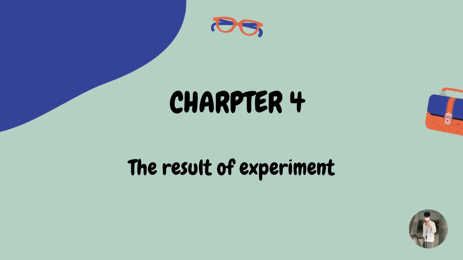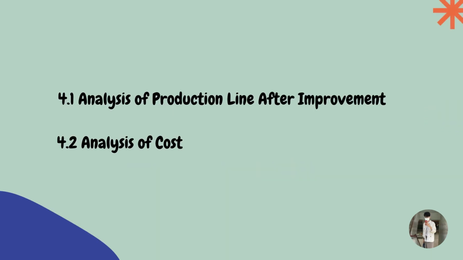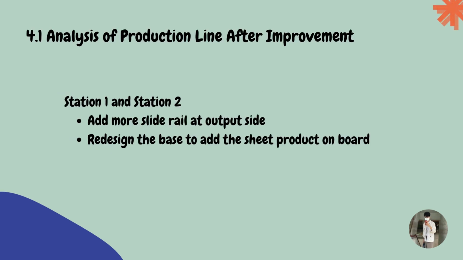For chapter 4, the result of the experiment, we have two parts to analyze. The first is the analysis of the production line after improvement, and the second is the analysis of cost. For the first one, the analysis of the production line after the improvement.